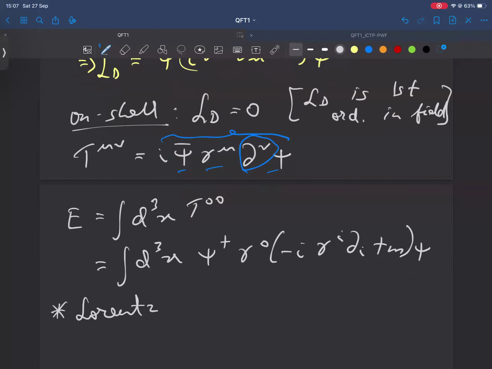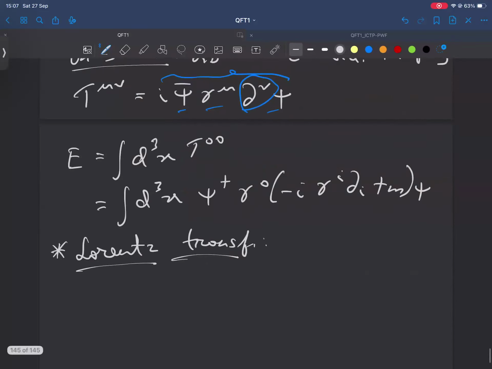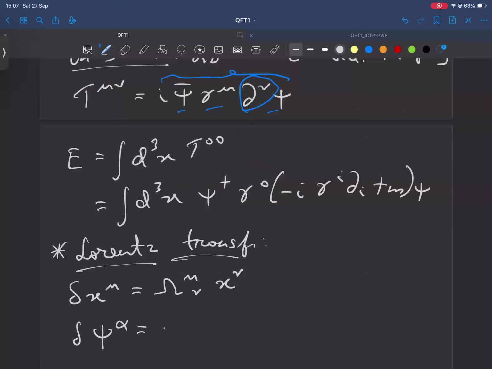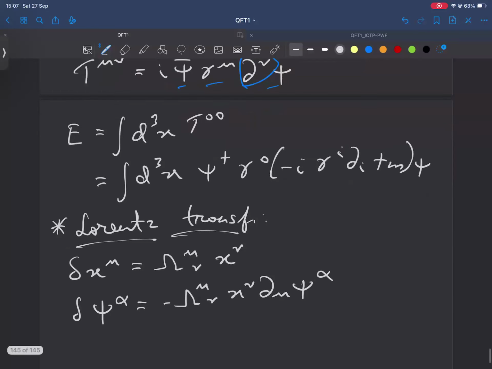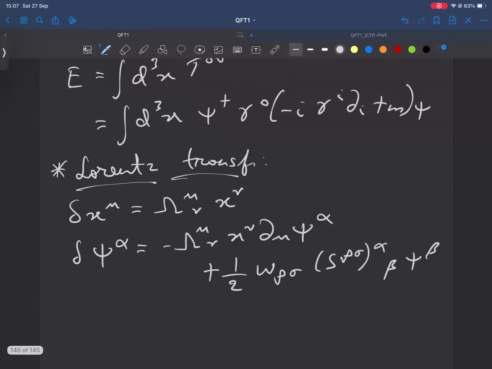Now for rotations and boosts, again you can do something similar. So let's say you look at an infinitesimal Lorentz transformation, capital omega. So that's how the coordinate transforms. And this is how the spinor will transform. Again, the way to do this is expand the exponential, if you remember, and ignore second order terms. So if you do that, you'll be able to show that infinitesimally, this is how the spinor will transform.